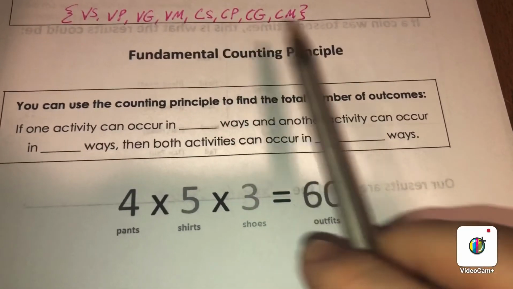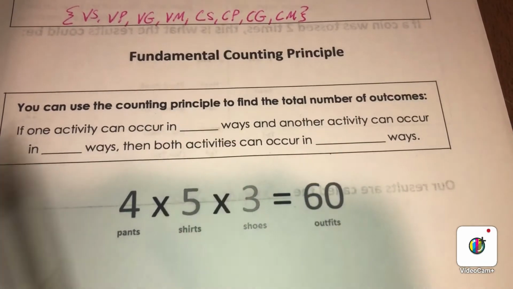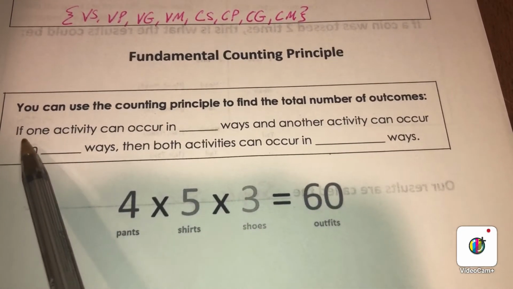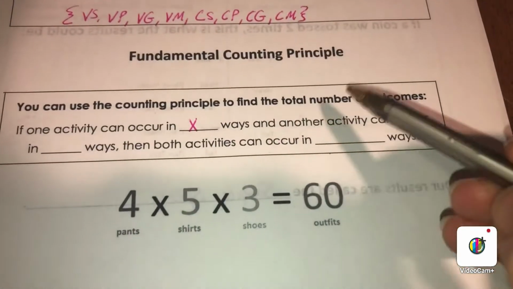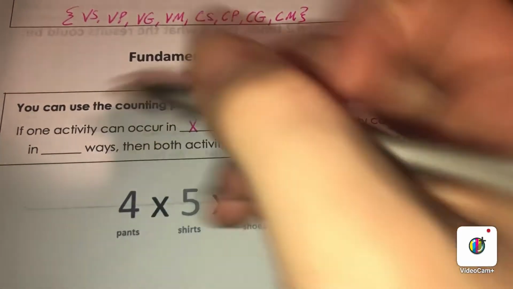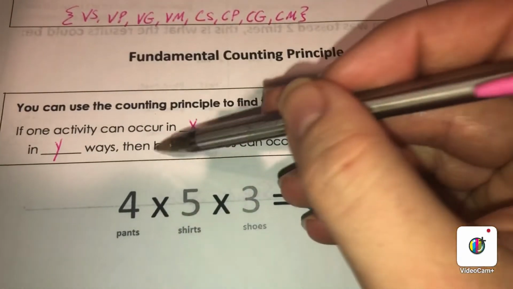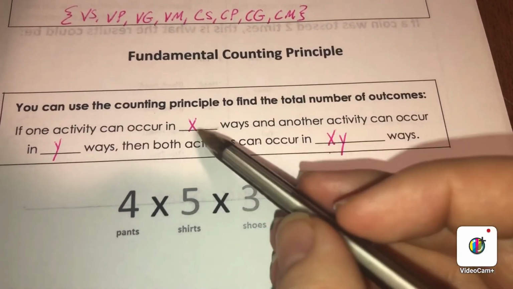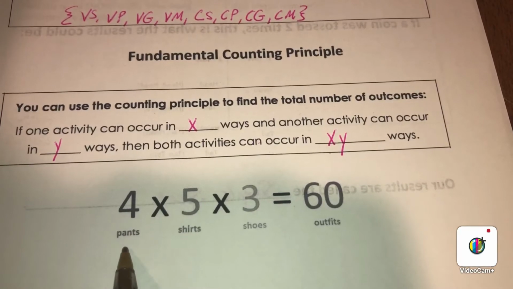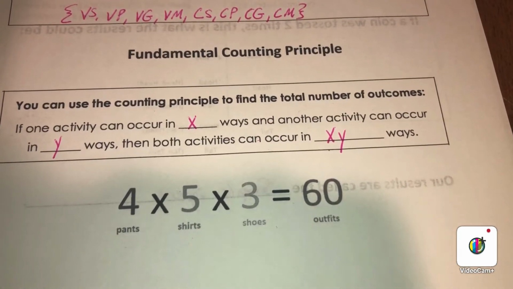So let's move on to the fundamental counting principle. So you can use the counting principle to find the total number of outcomes, just like we did, but it's a little bit quicker and easier. If one activity can occur in X number of ways, and the other activity can occur in Y number of ways, so they're both variables, so we don't know how many ways, then both activities can occur in X times Y ways. So you just multiply. So if you look here, if you have pants, shirts, and shoes, you have 4 pants times 5 shirts times 3 shoes. You have 60 total possible outcomes for outfits.